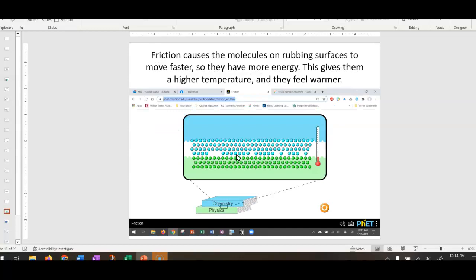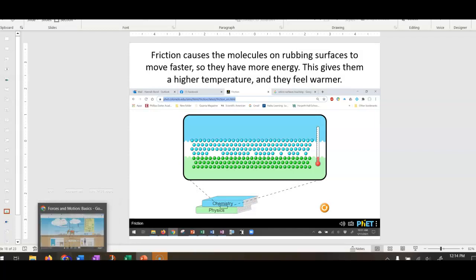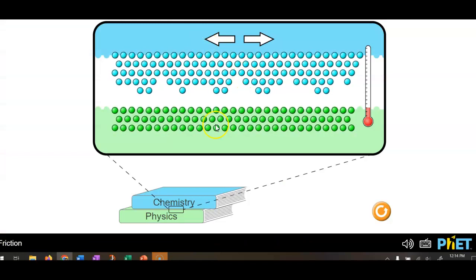And I want to also show one other simulation of friction to show what happens when two objects move against each other. So here we have two books. A chemistry book is sitting on top of a physics book. And this window here with all of the dots in it is blowing up and looking at the surfaces of the two book covers. And right now they're just sitting on top of each other. They have not been moving.